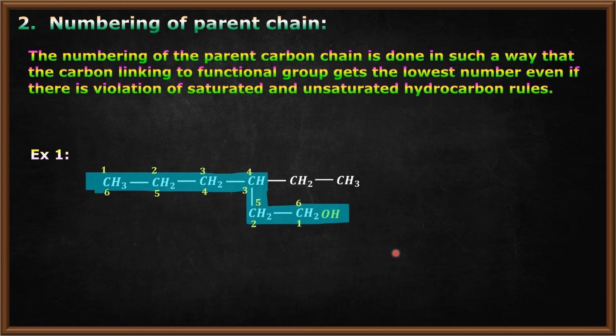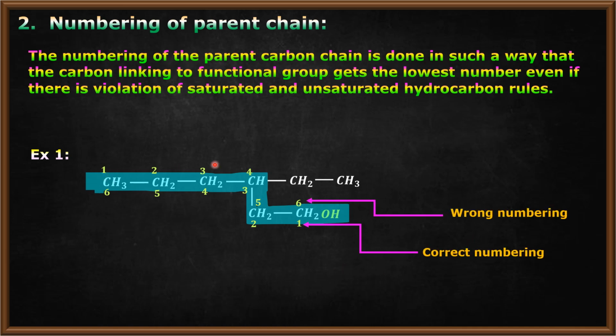You see here, the numbering of the parent chain is to be done in such a way that the carbon atom which links the functional group should get the lowest possible number. If numbering is done from right to left, the carbon atom linked to the alcohol functional group gets serial number 1. When the numbering is done from left to right, the carbon atom linked to the functional group OH gets serial number 6. So right to left numbering is the correct way of numbering, whereas left to right numbering is the wrong way of numbering.